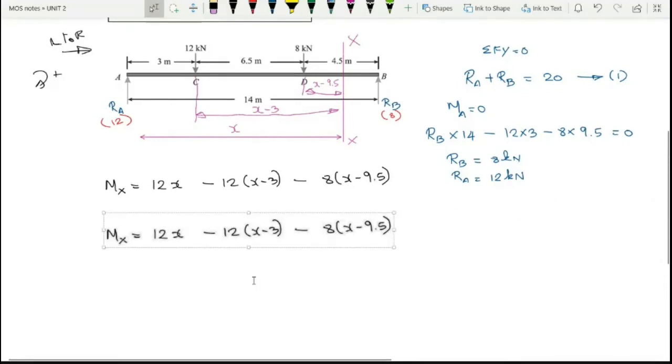Only thing is I have to change it accordingly, so I don't want this Mx. You know that what is this Mx? Mx is EI d square y by dx square.